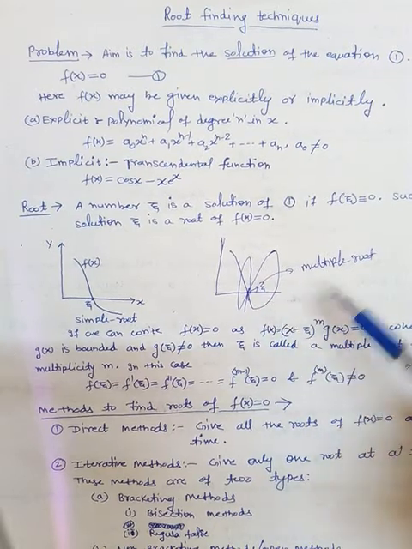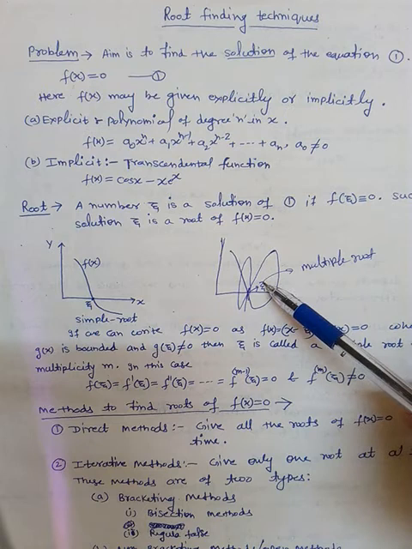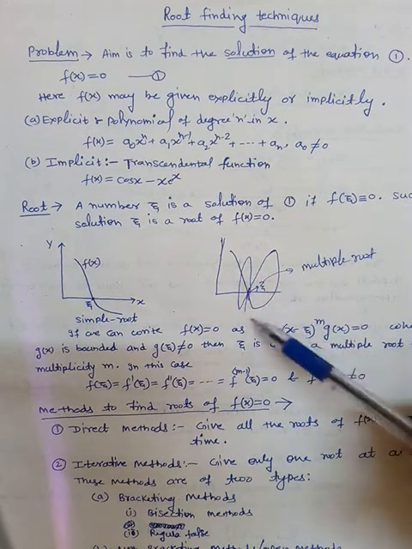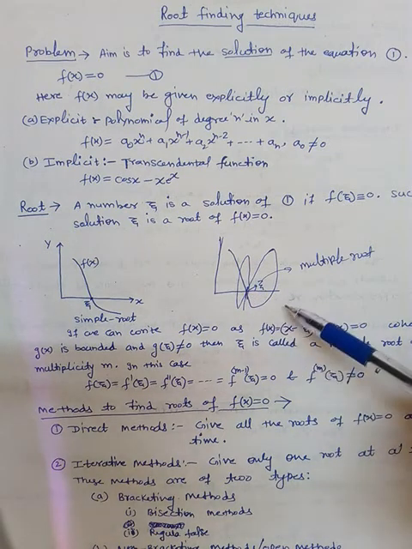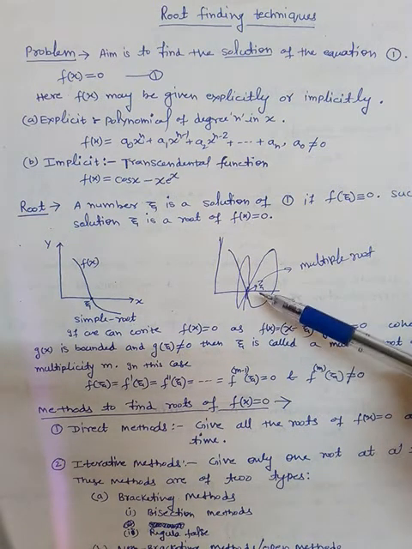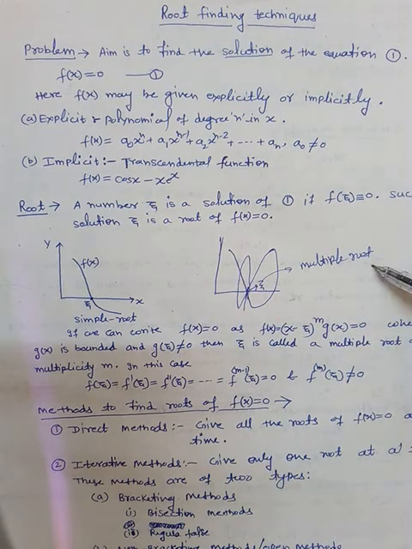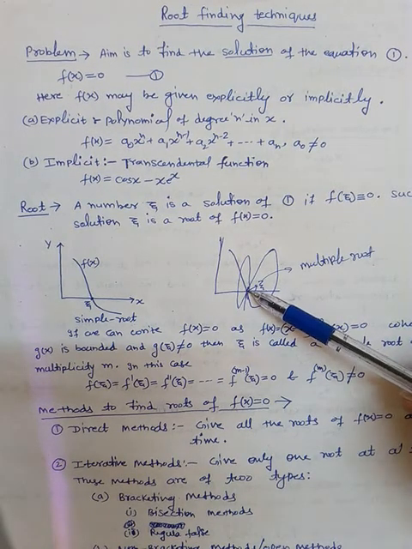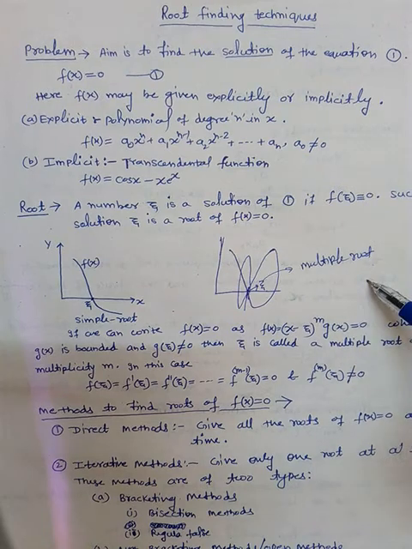So that's why we are having multiple roots. When xi is repeated a number of times, that means this curve intersects the x-axis multiple times at the single place. Sorry, then the root is known as a multiple root. So here at xi, at this point, the function is intersecting the x-axis multiple times. That's why this is a multiple root.